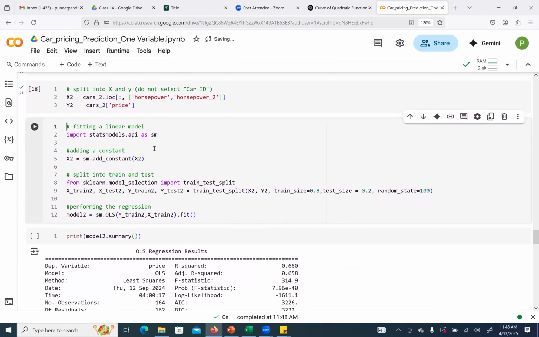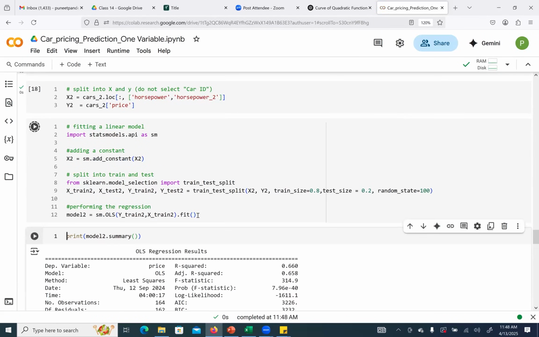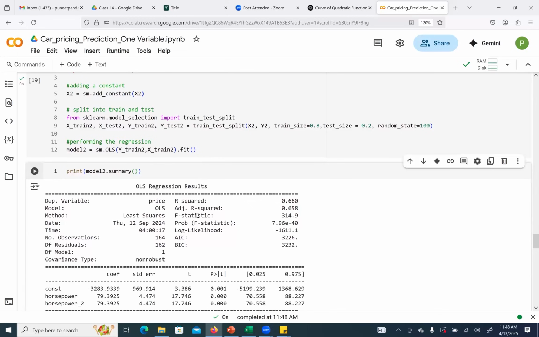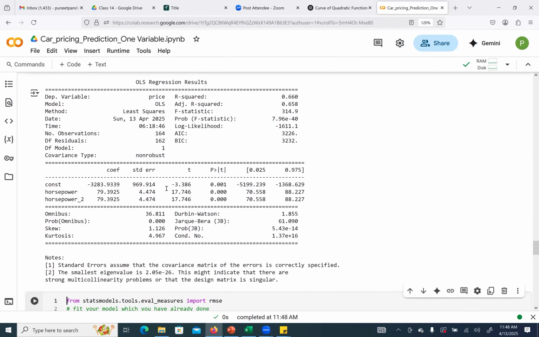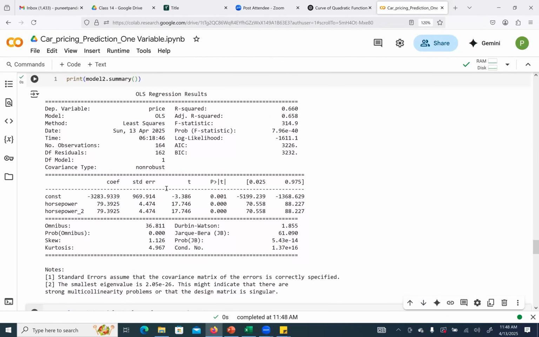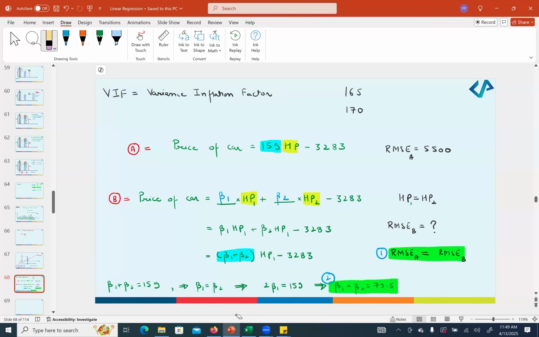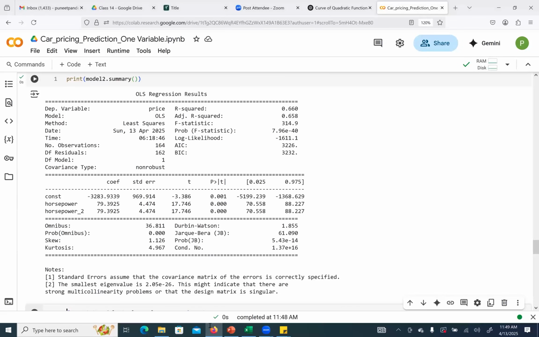Then after this, I'm following exactly the same code. I'm adding one constant, then splitting the data into test and train, and then fitting the model. Now, if I look at the summary of my model, you will see that it is exactly the same as what we got last time. R square is 66%. Your constant is -3283, which was this. And my beta 1 and beta 2 are nothing but half of what they were earlier.